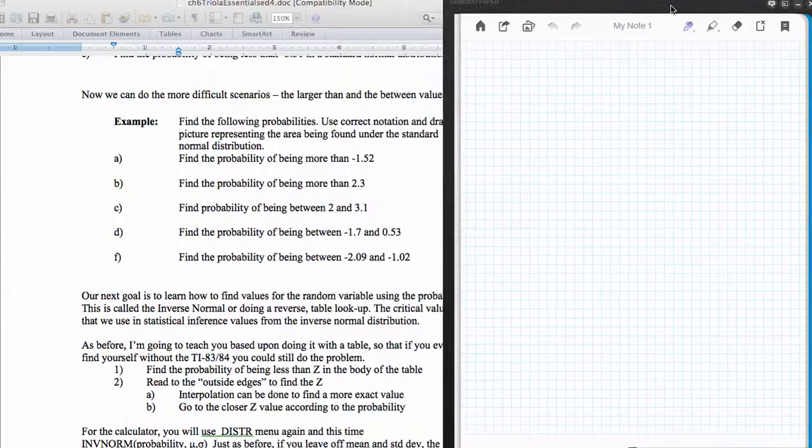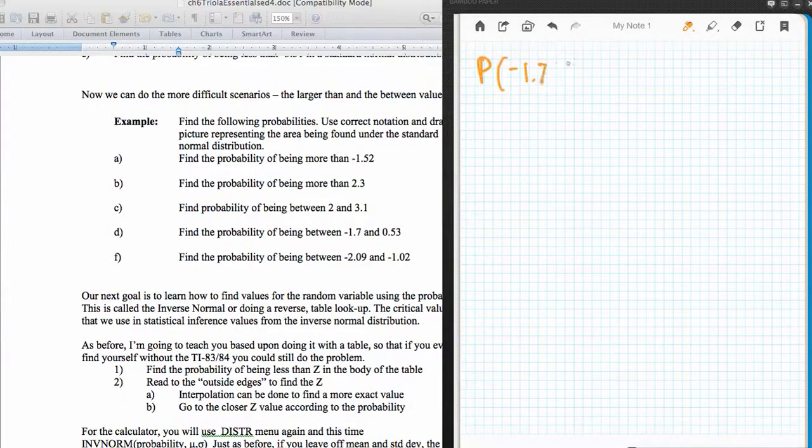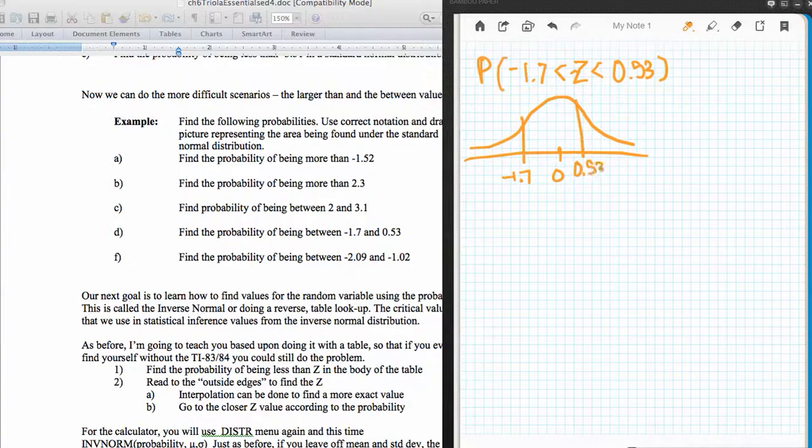A positive value, this is what I'm going to end up looking like. So the probability, my small number negative 1.7, is less than my z, is less than my positive number 0.53. So drawing this on my table, what I see here is 0 here, and I have a negative 1.7 over here, and I have a 0.53 over here, and I want the area in between here.